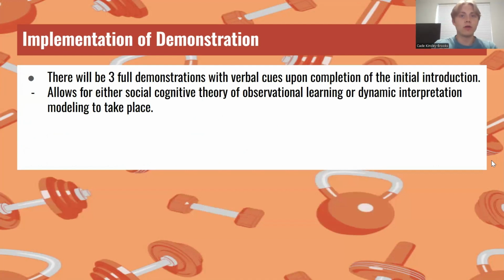Again, for implementation of our demonstration, there are going to be 3 full demonstrations with verbal cues so that the learner can view the movement in a lateral, anterior, and posterior view upon completion of the initial introduction. This is going to allow the learner to apply the social cognitive theory of observational learning and create a cognitive memory representation of the skill. It will also allow for dynamic interpretation modeling to take place by cognitively grasping the coordination patterns between the limbs during the exercise.